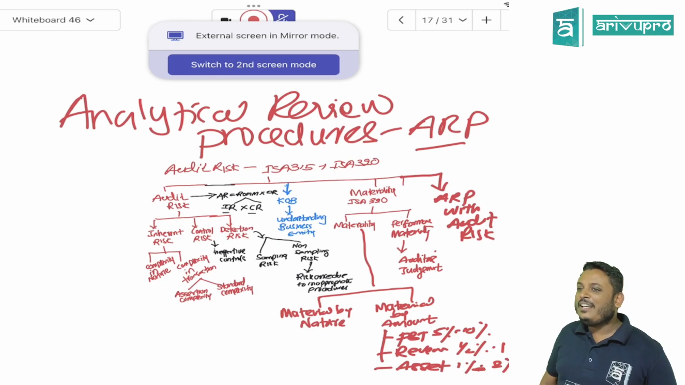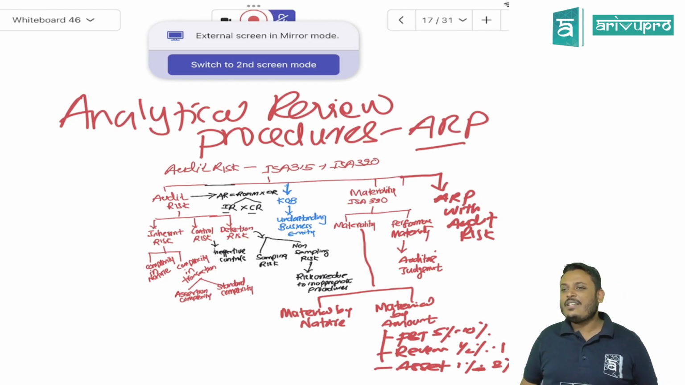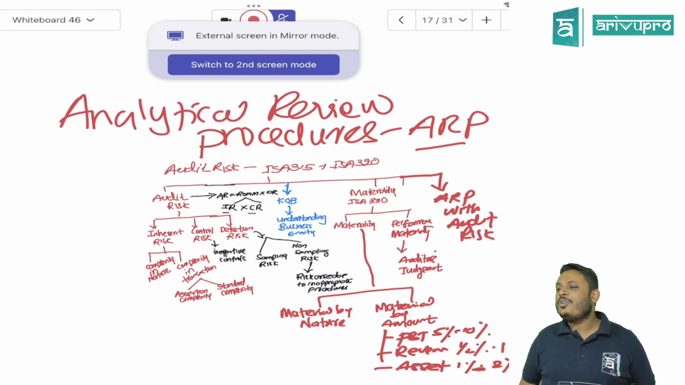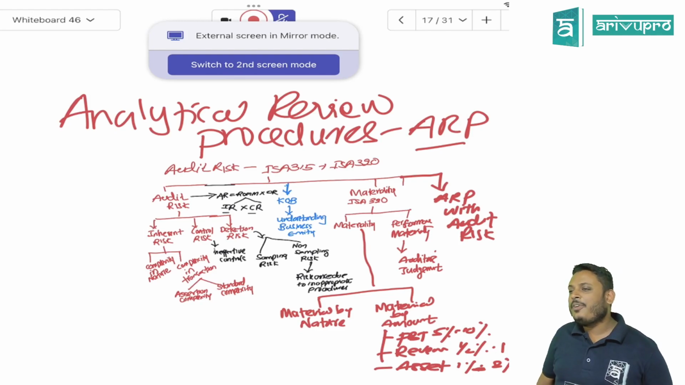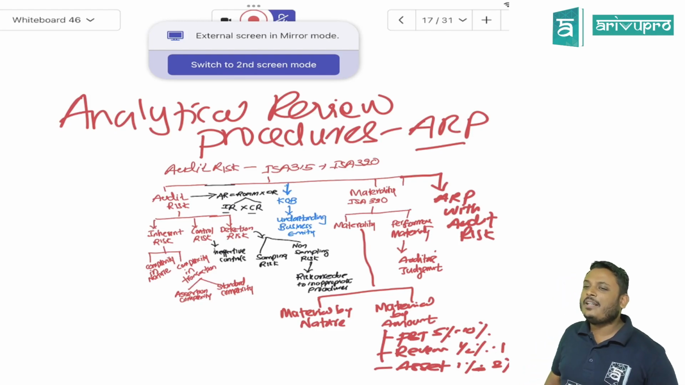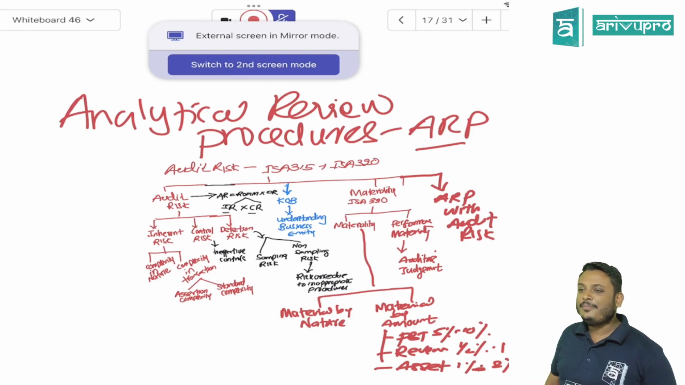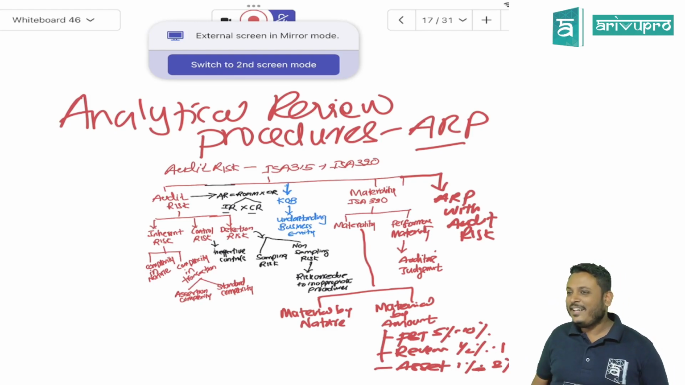Number one, profitability ratio, liquidity ratio, working capital ratio, efficiency ratio, gearing ratio, investor ratio. Under profitability ratio, what are the ratios you studied? Gross profit margin, net profit margin, operating profit margin, and return on capital employed, return on equity, asset turnover ratio. Correct?